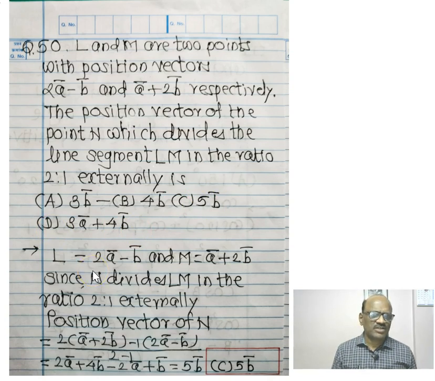Now here are the position vectors of the points L and M. Since N divides in the ratio 2:1 externally, we take 2 times (a bar plus 2b bar) minus, externally, 1 times (2a bar minus b bar), upon 2 minus 1. That is, you get 2a bar plus 4b bar minus 2a bar plus b bar, which equals 5b bar, and hence option C is correct.